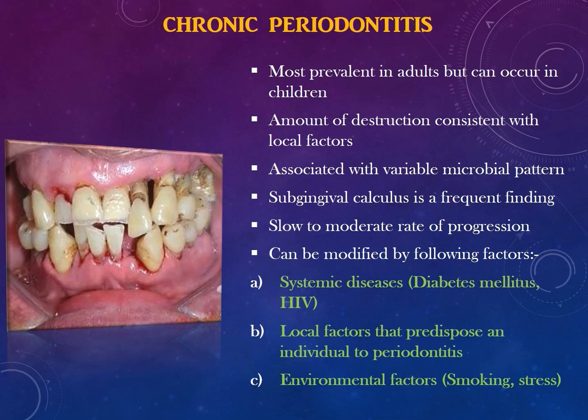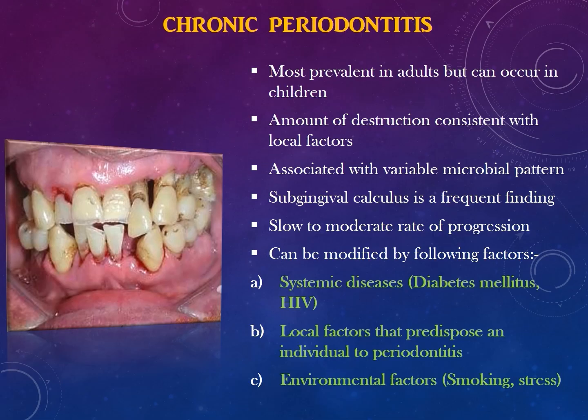The amount of destruction is consistent with the local factors. It is associated with a variable microbial pattern. Subgingival calculus is a frequent finding. It has a slow to moderate rate of progression, but at times it also has periods of rapid attachment loss.